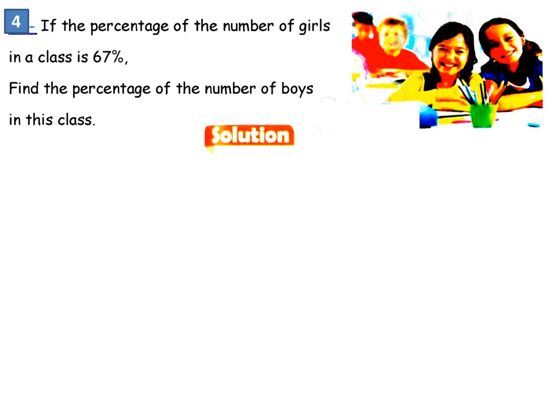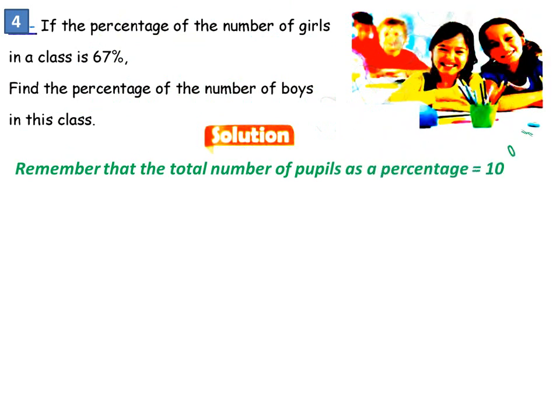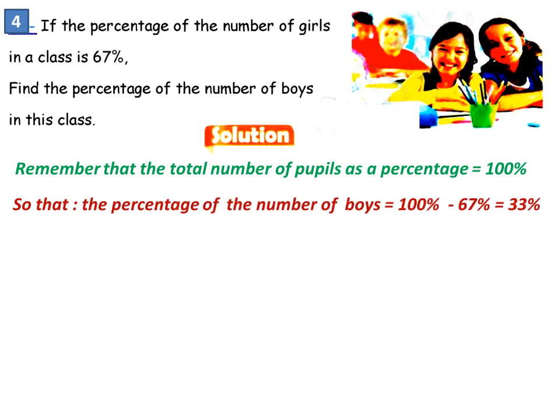As we know, firstly we will subtract the percent of the girls, which equals 67, from the total number of pupils, which equals 100%. It will give me the percentage of the number of boys in this class. So solution, remember that the total number of pupils as a percentage equals 100%. So the percentage of the number of boys equals 100% minus 67% equals 33%.